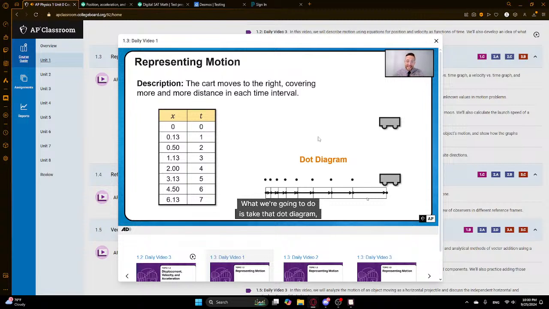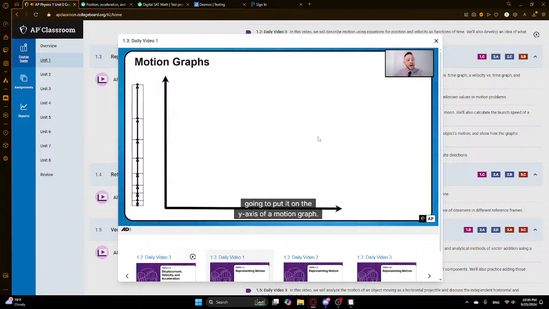What we're going to do is take that dot diagram, we're going to build a graph with it. So we're going to take that little dot diagram with the vectors, and we're going to put it on the y-axis of a motion graph. Now, that vector dot diagram shows me how far the object went in every time interval, and it's representing time and displacement in the same line.